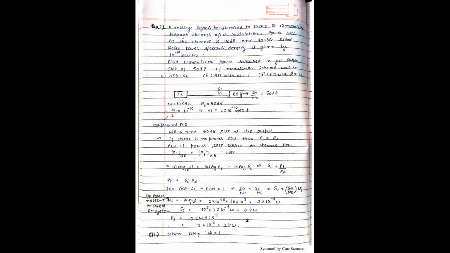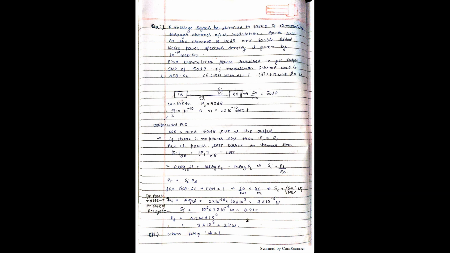You can try it by yourself also. So let us start. What we have given is the double-sided noise power spectral density, which is represented by eta by 2. Then what will be eta? Simply 2 into 10 to the power minus 10 watts per hertz. Whenever the question says double-sided power spectral density, you will treat it as eta by 2.